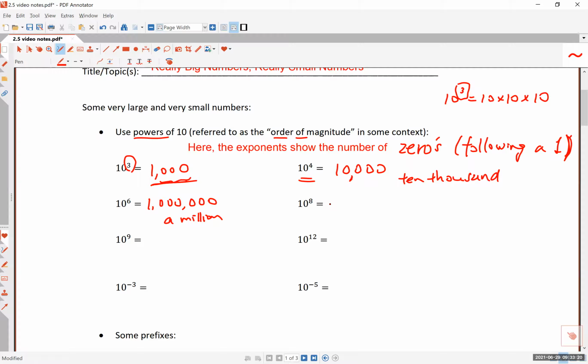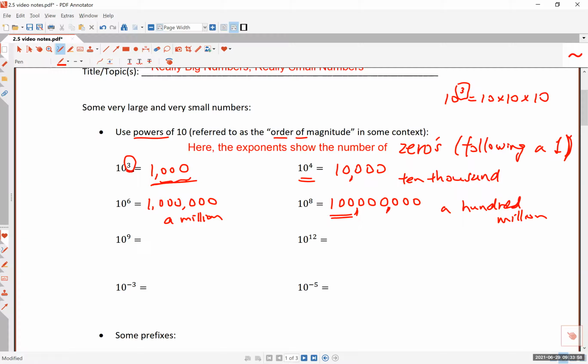Then 10 to the 8th is going to have, let's see, 1, 2, 3, 4, 5, 6, 7, 8 zeros. Then we can put commas going back from the right. A comma should separate every group of 3 zeros. So you can see that before the second comma, you have 100. So this is read as 100 million. No problem here.